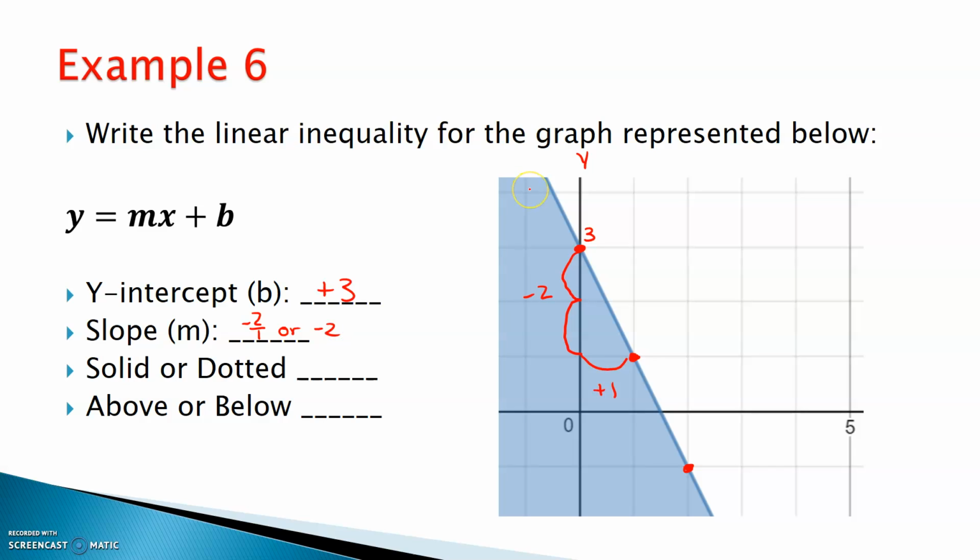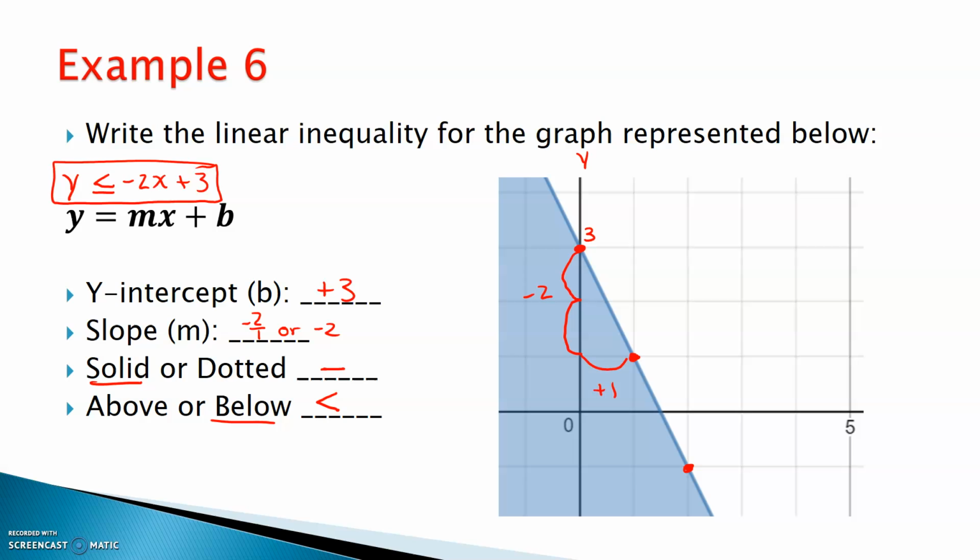And again, this is what kind of line? It's a solid line. Solid means it's going to have the little equal to piece on the bottom. And they shaded also underneath this line, so below. So it's going to be less than. I'm going to put these guys together here in a second. So my inequality should say y is less than or equal to negative 2x plus 3. And again, you could add the 1 on the bottom of the negative 2 if you really wanted to. All right, guys. So there you have it.